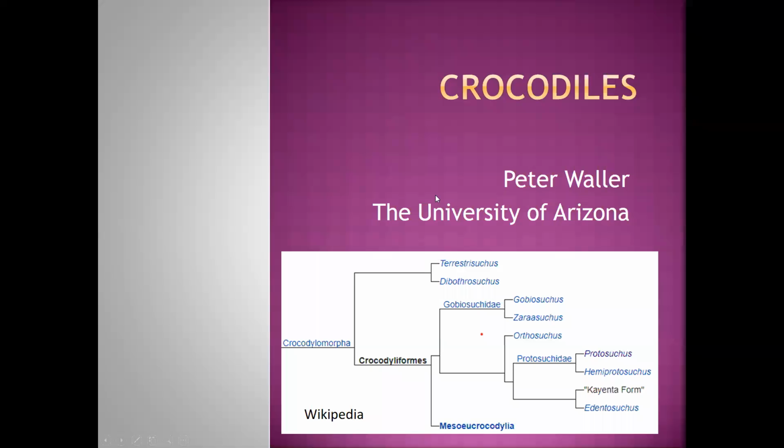Welcome back. In this video, we're going to look at the evolutionary progression of crocodiles. And so these categories narrow down to actual crocodiles. So the crocodilomorpha are less like the crocodiles than the crocodiliforms, which are less like the crocodiles than the mesoeucrocodilia, which are less like the crocodile than the crocodilia, which are actual crocodiles.